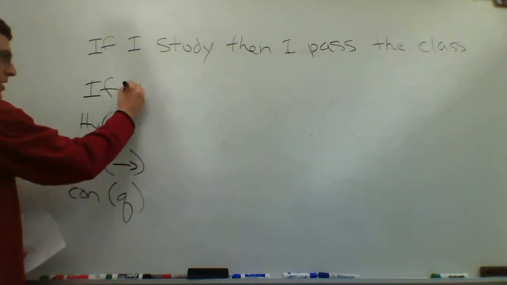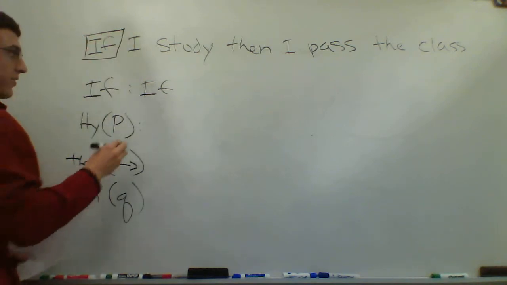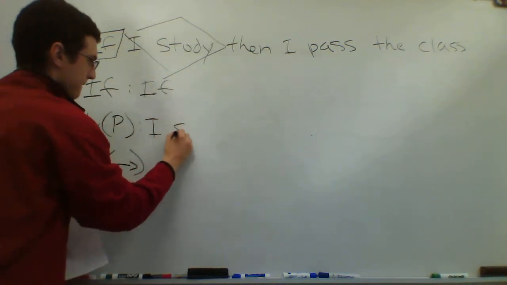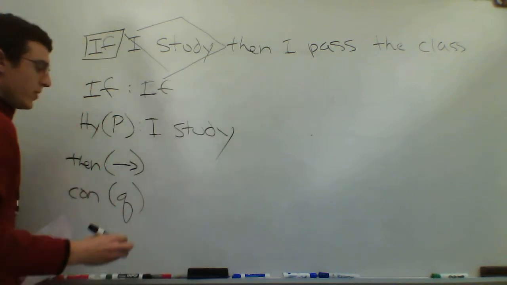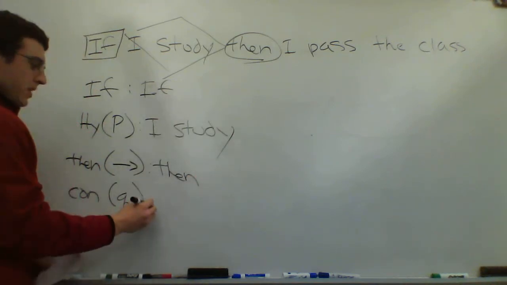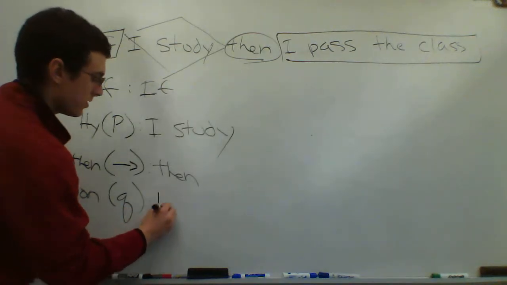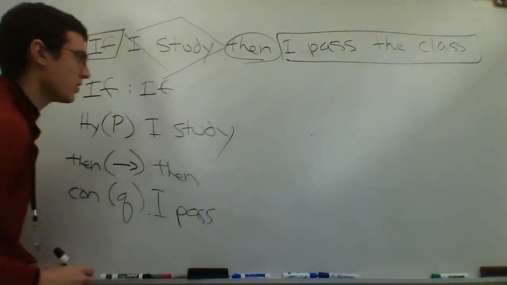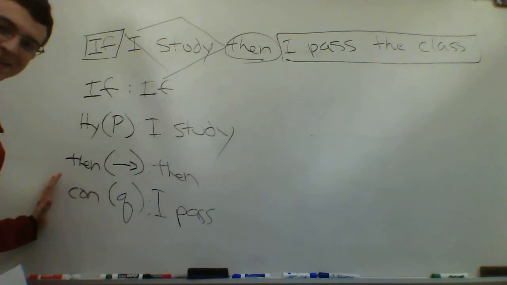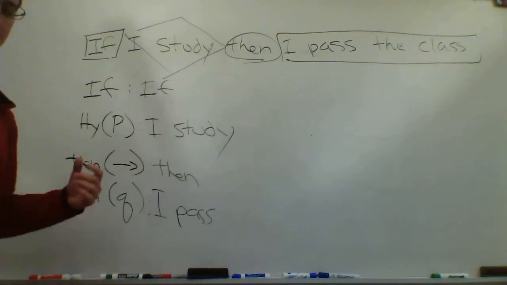So we find our pieces. If is always if. Our hypothesis is the thing that comes right after the if. So for now it is I study. We have our then, or our arrow, which is then. And then we have our Q, which is our conclusion. Always comes after the then. I pass. So it is important when you look at a conditional statement to take a look at it, get your four puzzle pieces in. Your if, your P, your arrow, and your Q. And then figure out your statement as a whole.